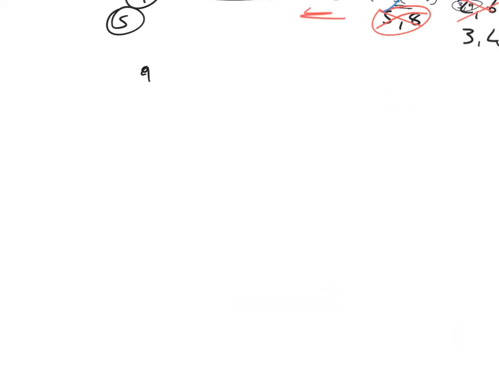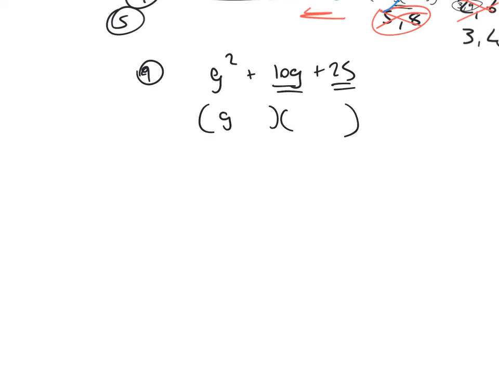Okay, let's just up the pace and look at a few then. Example 9, g squared plus 10g plus 25. Okay, two numbers that multiply give 25, add together give 10, is 5 and 5. That's g plus 5 and g plus 5.